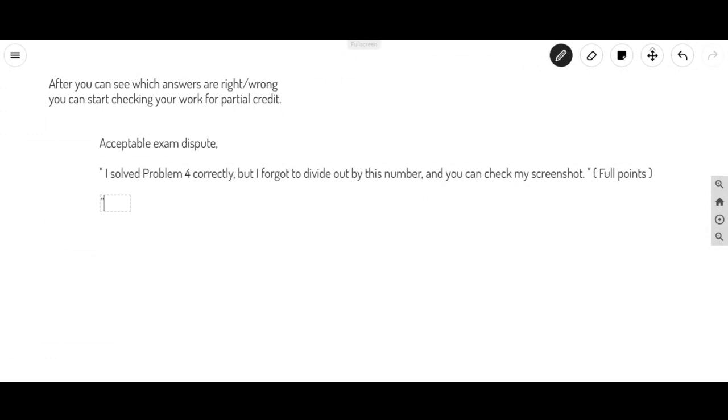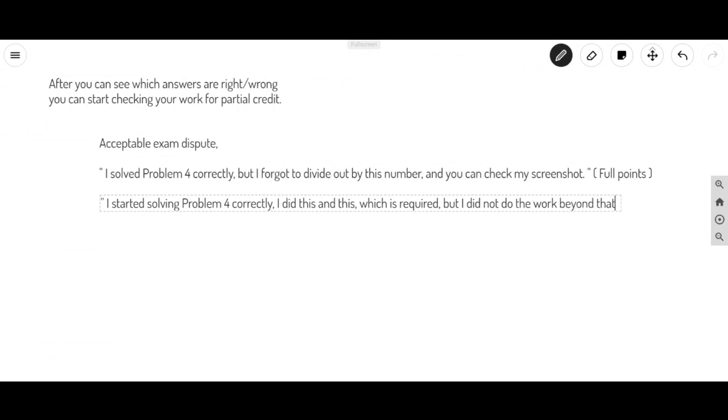You can also say something like this: I started solving problem 4 correctly. I did this and this, which is a required step, but I did not know how to proceed beyond that. And that could be, I mean, it depends on what the work did. It could be half credit. Maybe it would be like 6 out of 10 points or 7 out of 10 points, depending how much work went into it. That would be fine.